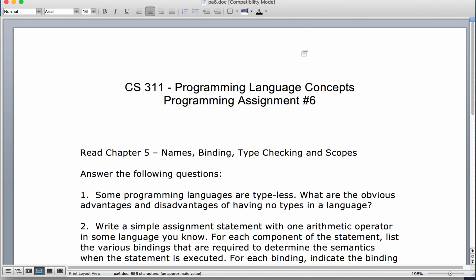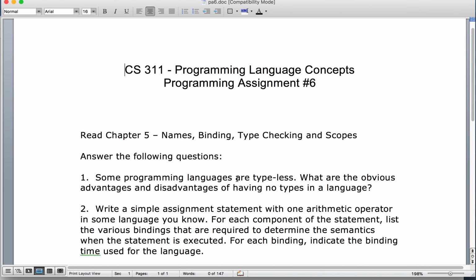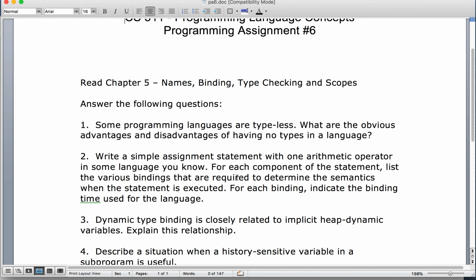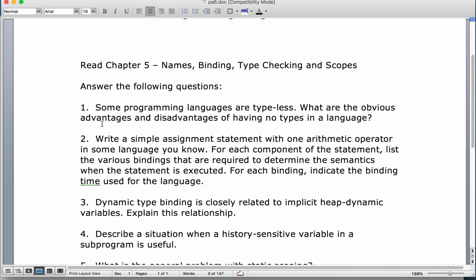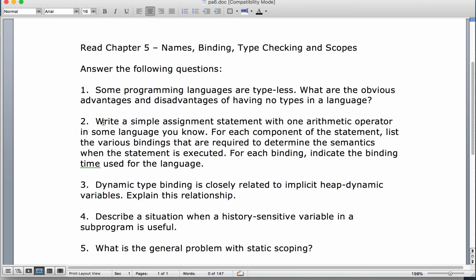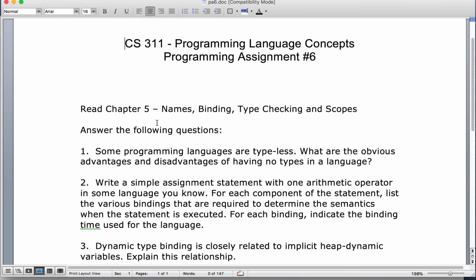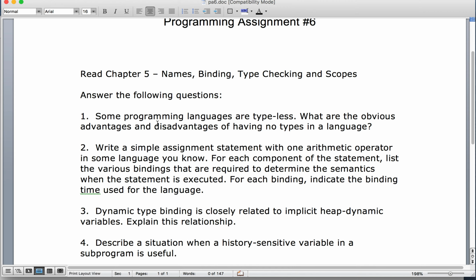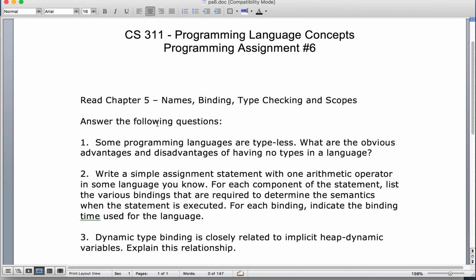Number 6 says you're going to read chapter 5, which is on names, bindings, type checking, and scopes. And you're going to answer some questions. There are 5 of them in here. I wanted to make a couple of notes here. I'm going to dedicate a special video to this, and it will be the next video, where I'm not going to answer all these questions for you, but I'm going to discuss this in a lot more detail, so you have a few hints in terms of how to approach this.